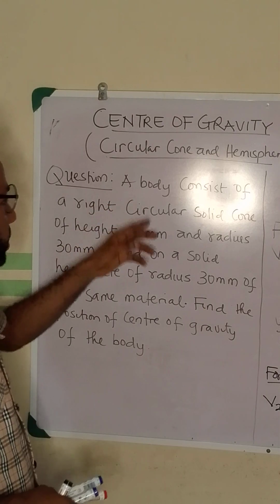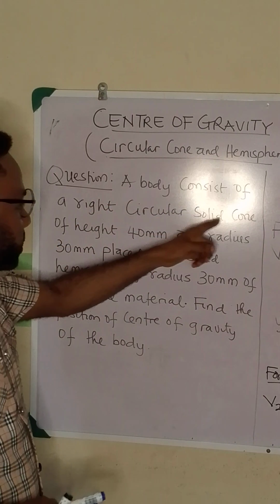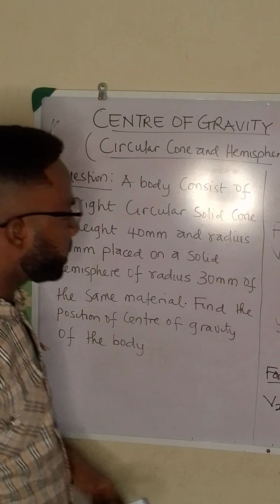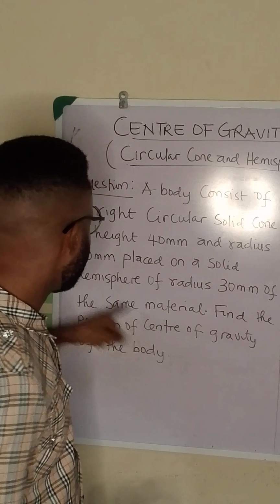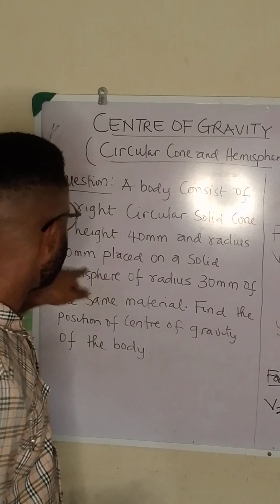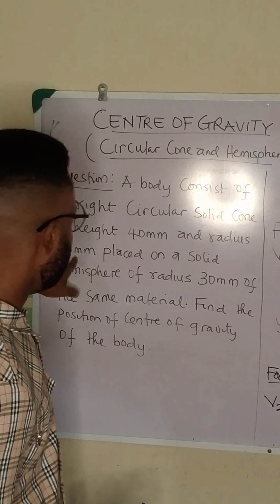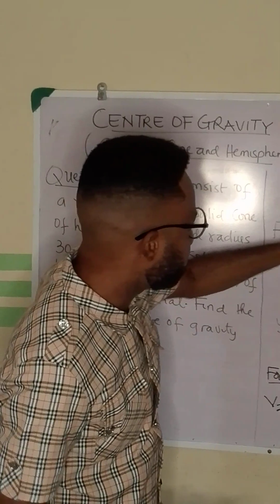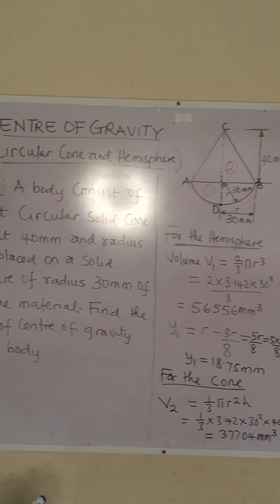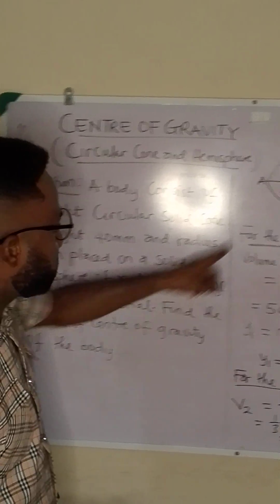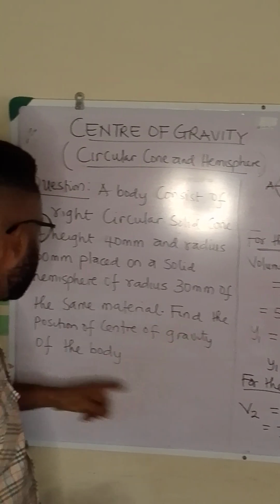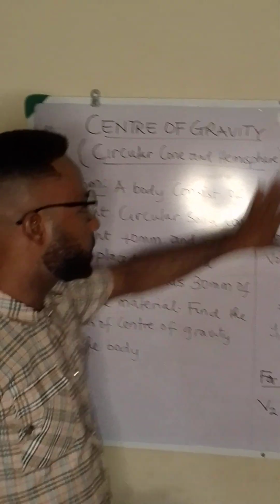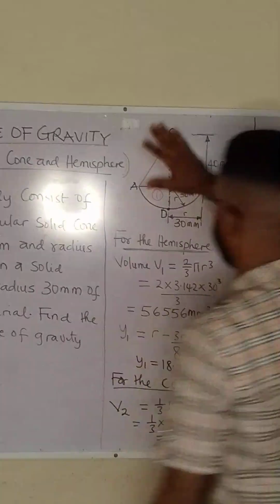Now, the question is: a body consists of a right circular solid cone of height 40 millimeter. This is the cone and the height is given to be 40 millimeter, placed on the solid hemisphere. The radius of the cone is 30 millimeter, as indicated here, from here to here is 30 millimeter, and the radius of the hemisphere too is 30 millimeter. So we are asked to find the position of center of gravity of this body.